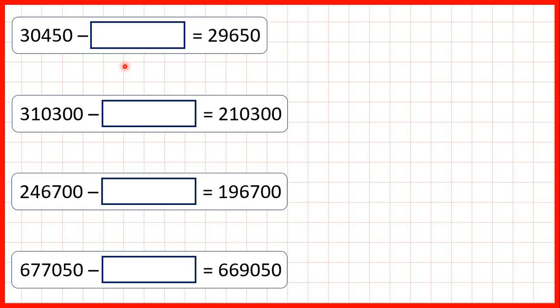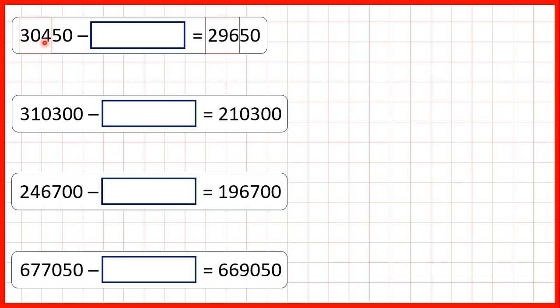Now we have some missing number problems for subtracting multiples of 100, 1,000, 10,000 or 100,000. So first, 30,450 minus what equals 29,650? Well, what we can do here is highlight the digits that have changed.